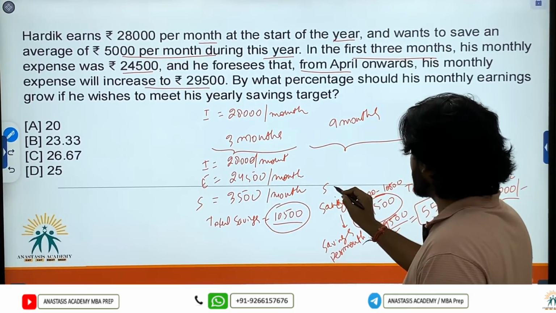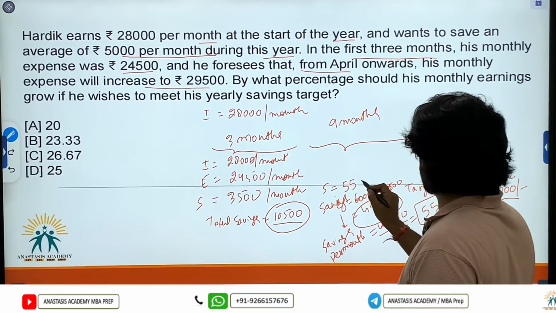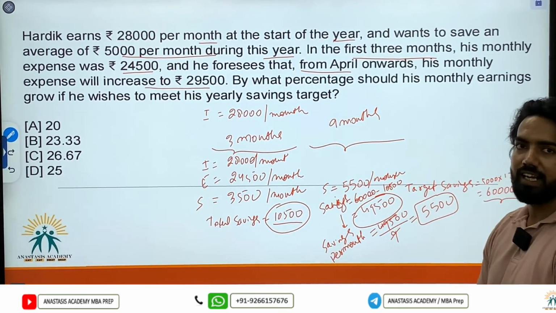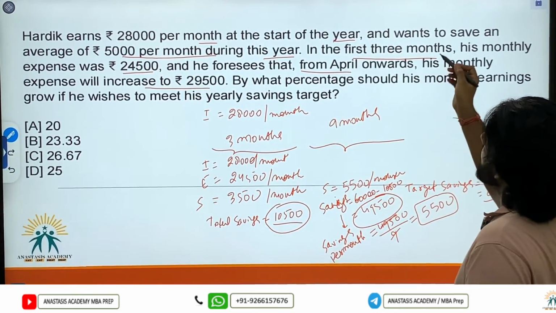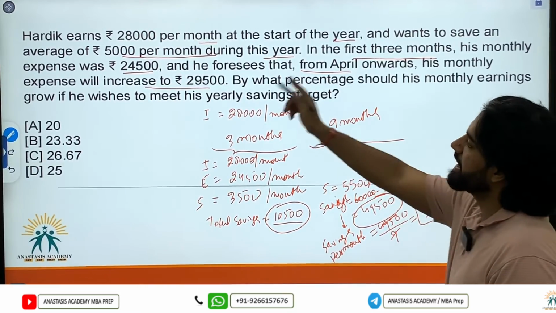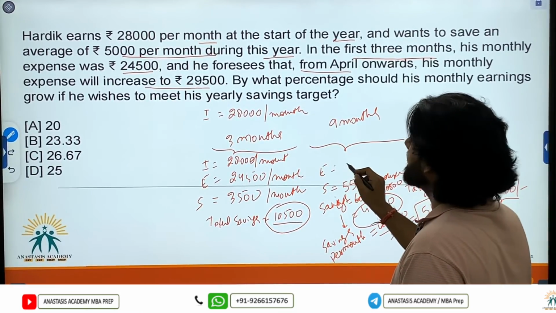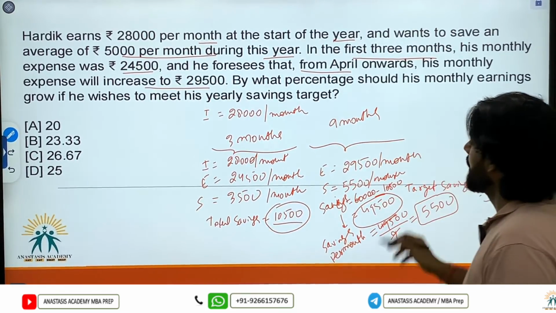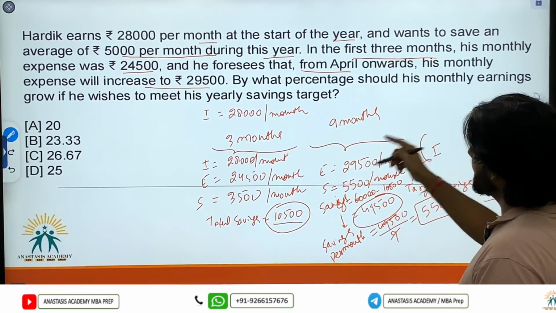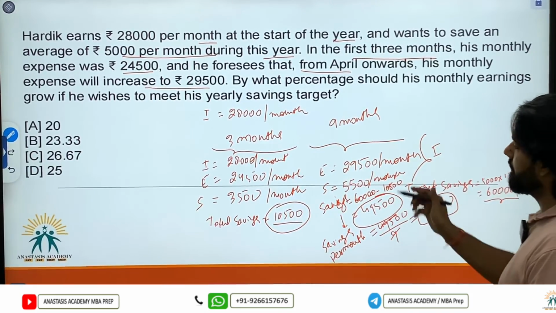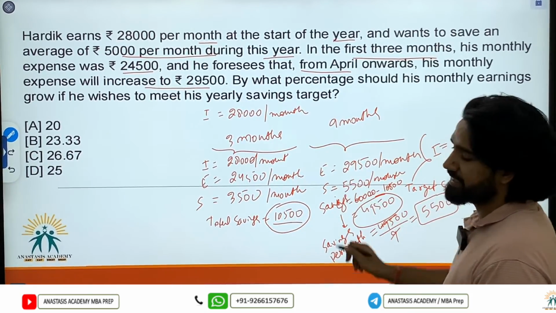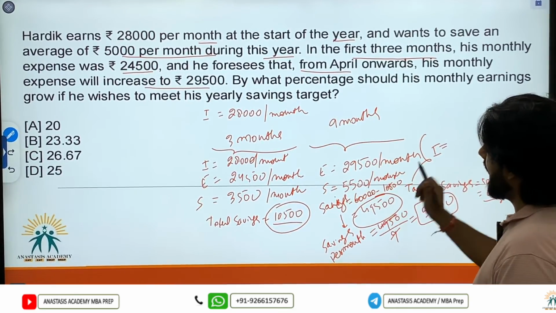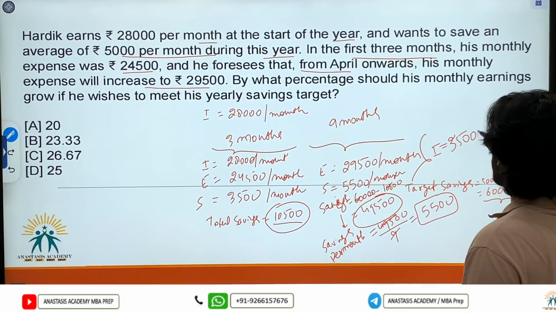So the saving per month for the 9 months would be 5,500, right? But it is given that from April onwards, for the next 9 months, his monthly expense would be 29,500. This is per month. So his income from April onwards has to be the sum of expense and savings. So 29 and 5, 34, and plus 1, 35,000, right?